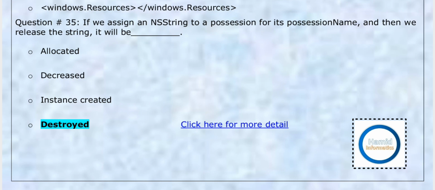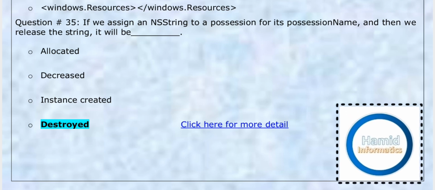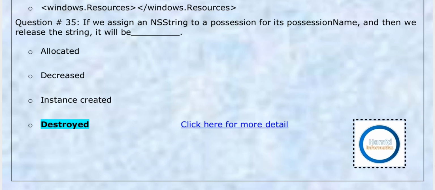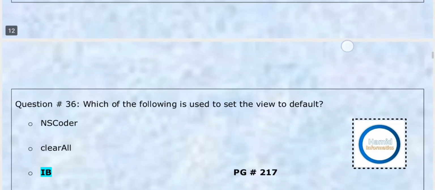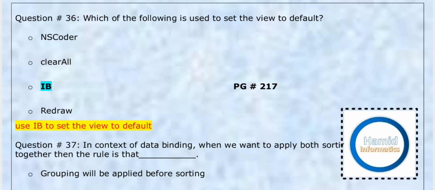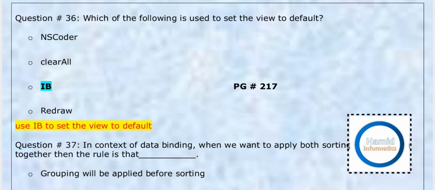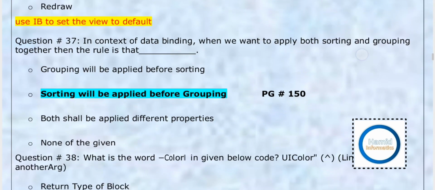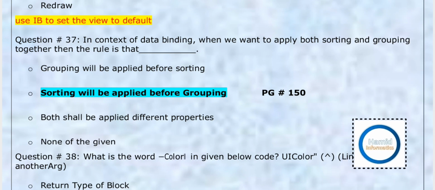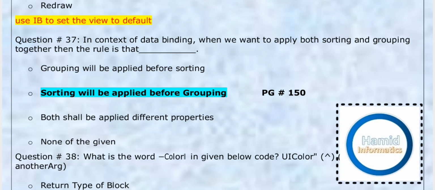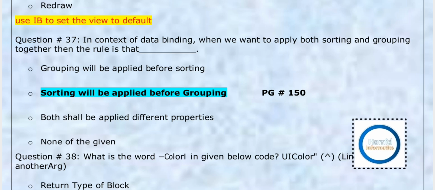Next is, if we assign an NSString to a possession for its possession name and then we release the string, it will be dash, and the answer is destroyed. Next is which of the following is used to set the view to default IB. In context of data binding, when we want to apply both sorting and grouping together, then the rule is that sorting will be applied before grouping.